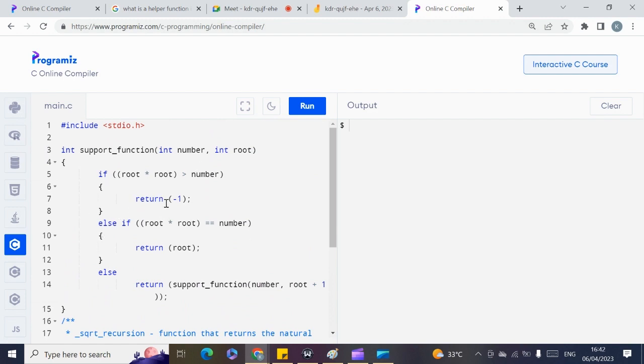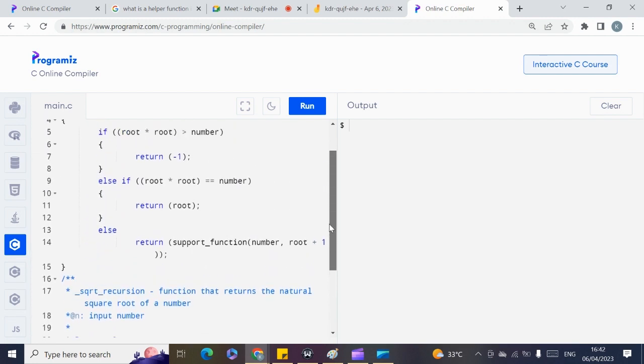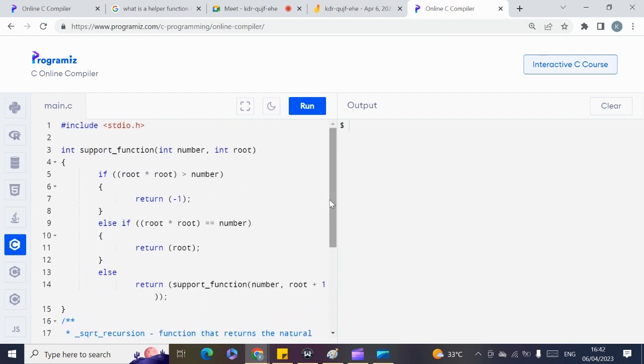So this is the code. What I did is that we were only given this n. We're only given this argument, so we can't do much with this. So we have to create our own thing, and with this I just created this support function, and I have two arguments.